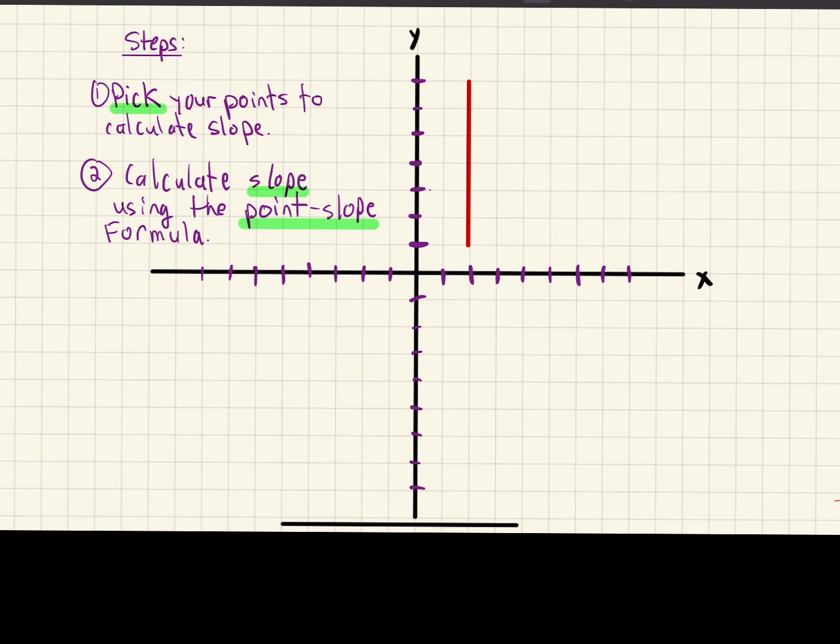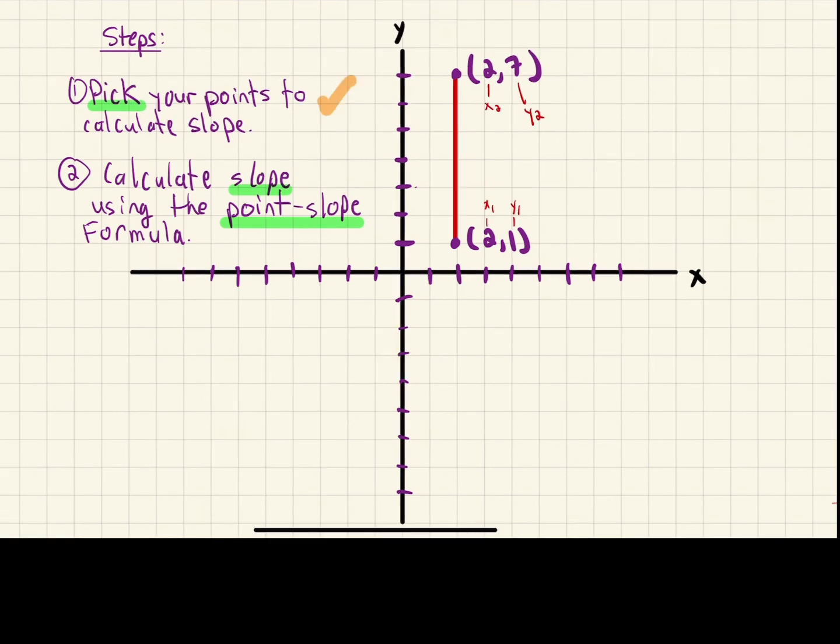Now with our vertical lines, we're going to use the same strategy as we do with all of our line graphs, and that is we're going to pick our points to calculate the slope. So I took one at the bottom here and one at the top. Now with those x and y values, I'm going to use the point slope formula in order to calculate the slope.